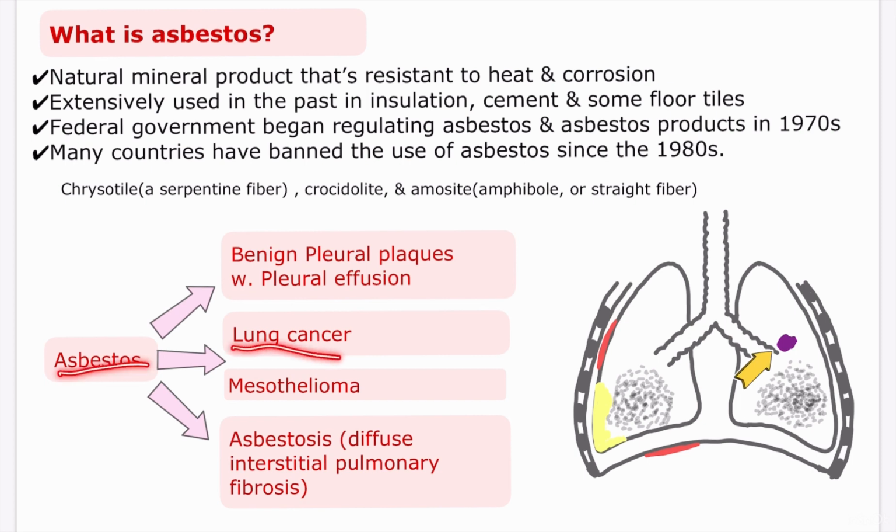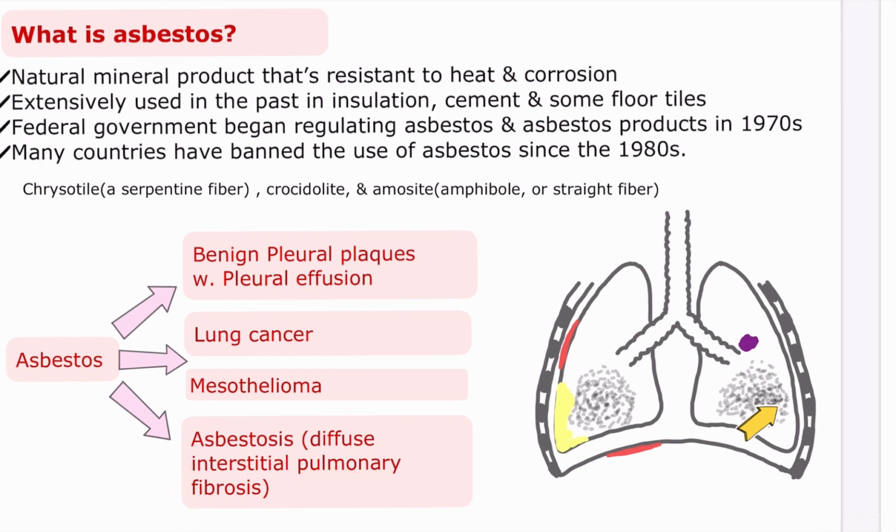Asbestos also increases the risk of lung cancer, and if you smoke, it can further increase the risk by 15 or 30 times, so smoking cessation is recommended if you had exposure to asbestos. Mesothelioma is a malignant tumor that arises from the serosal cells that line the pleura. Lastly, asbestosis is caused by asbestos exposure, and it is a type of diffuse interstitial pulmonary fibrosis because it causes scarring in the interstitium of the lungs.